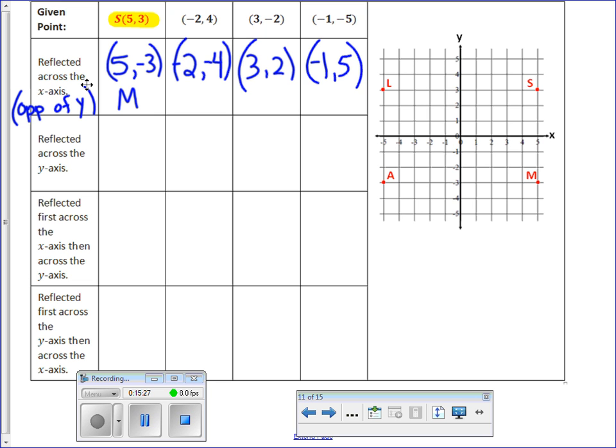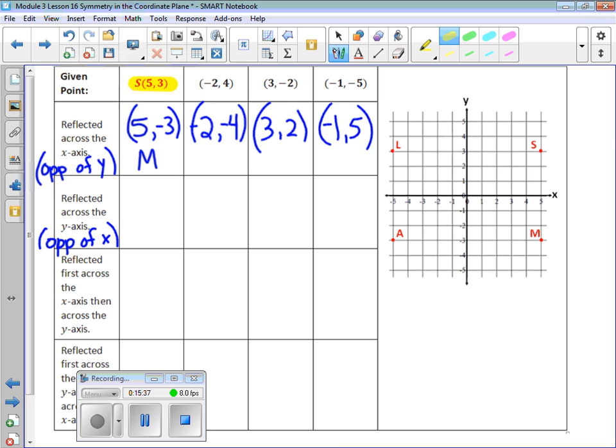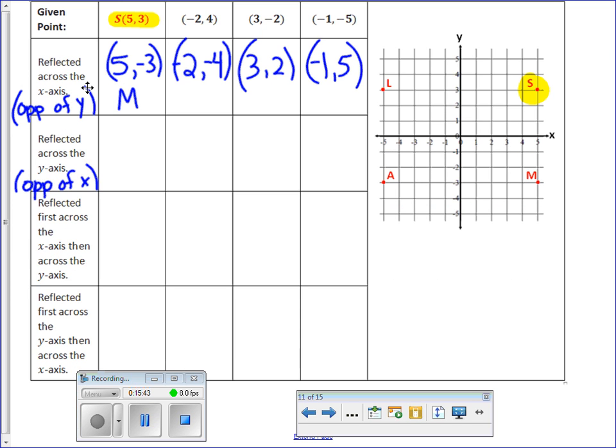So now let's try reflecting across the y-axis. So that means we take the opposite of the x coordinate. So let's go back and look. Our first one we have a coordinate grid for. So if we're going to reflect that across the y-axis, that brings us to point L, which was negative 5, positive 3. So to reflect over the y, we keep the y and take the opposite of the x.